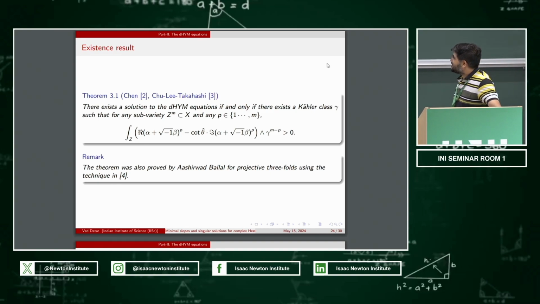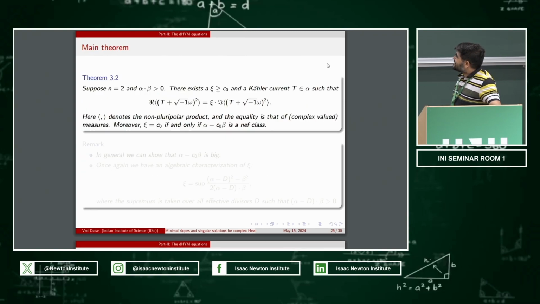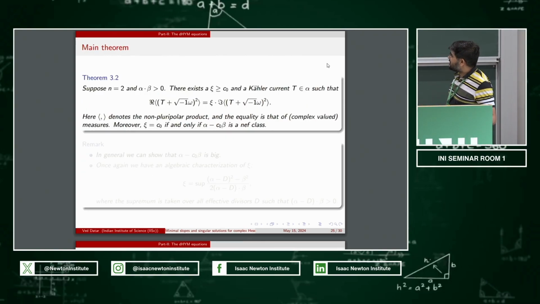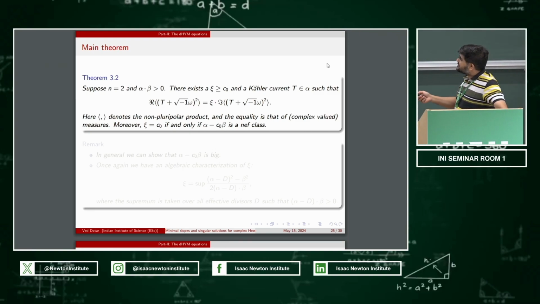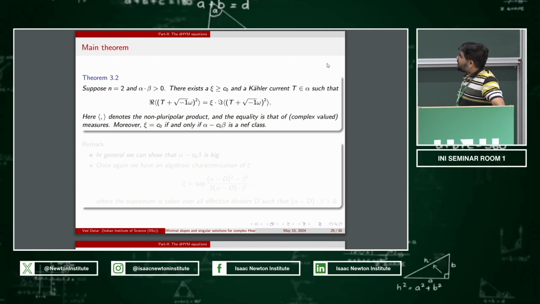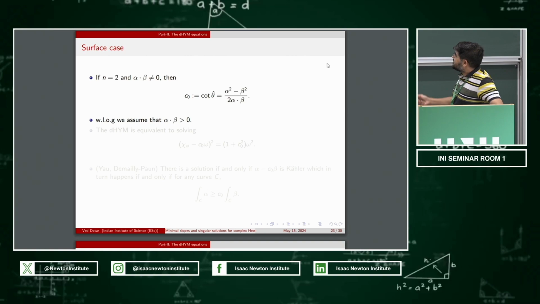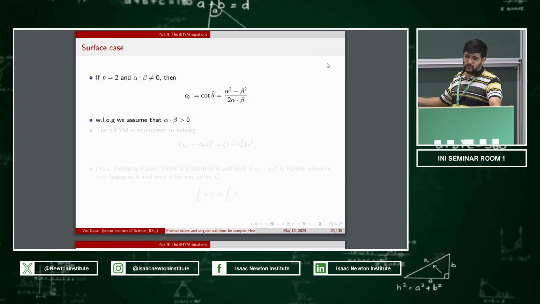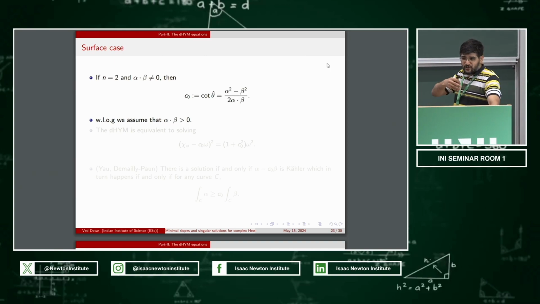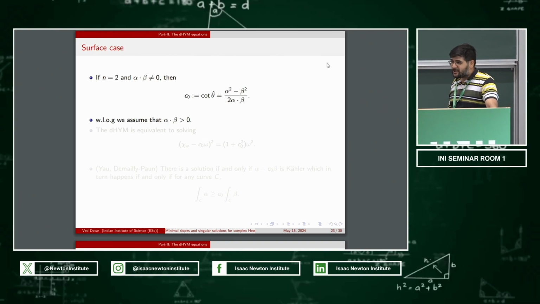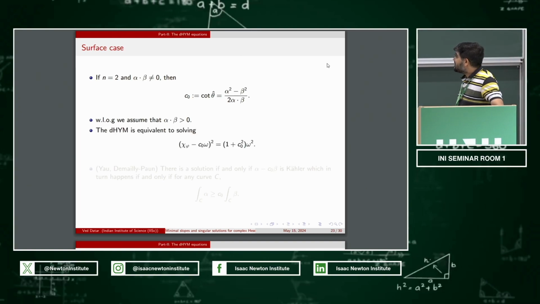But I guess it would have gotten more traction if it had appeared before Chuli Takahashi. Anyway, so for the deformed Hermitian Yang-Mills, our main theorem is the following. Again, in the surface case, we now assume that alpha dot beta is positive. The reason is that this constant C naught has alpha dot beta in the denominator, so you don't want that to be 0. So there are two cases, either alpha dot beta is positive or negative, and by replacing alpha by minus alpha, you can assume that alpha dot beta is positive.